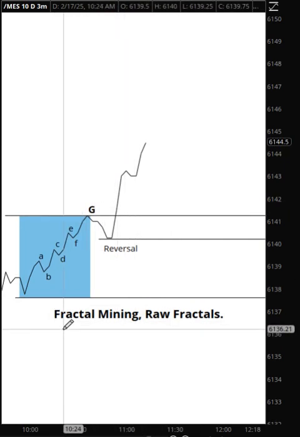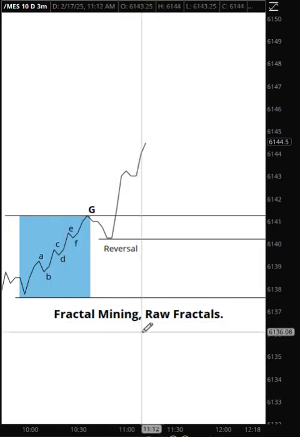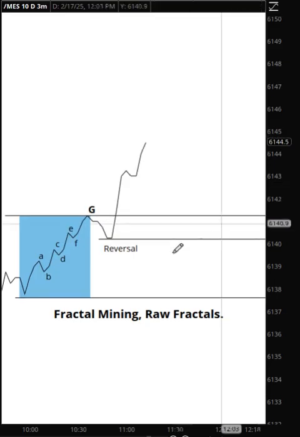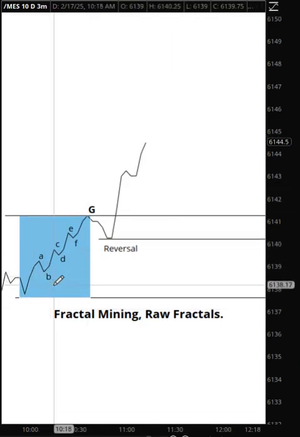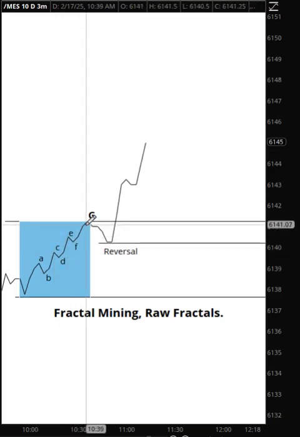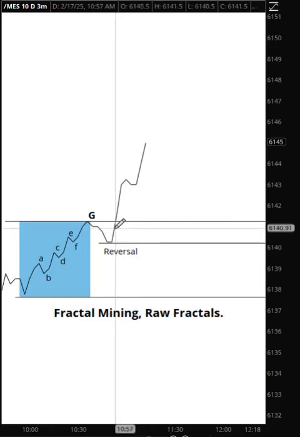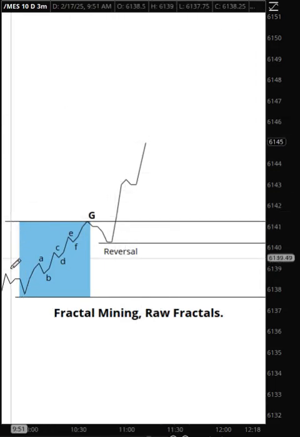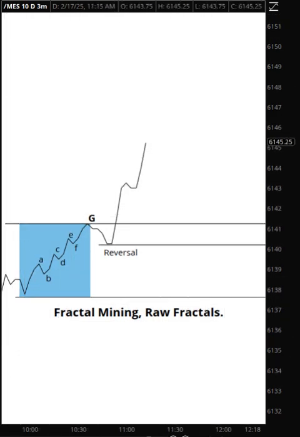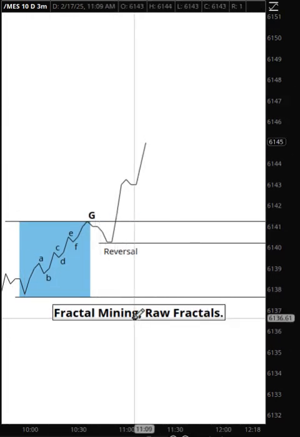What we're doing here, we're fractal mining, looking for raw fractals. There are more fractals than a 5 or a 3. Okay, that's Elliott wave. Here, if you look back in time, you'll find the particular fractal occurring all the time. Now, the beauty of the fractals is it gives you flexibility in your trading.